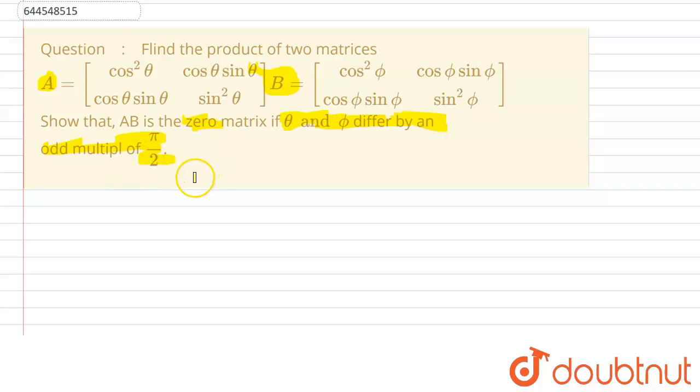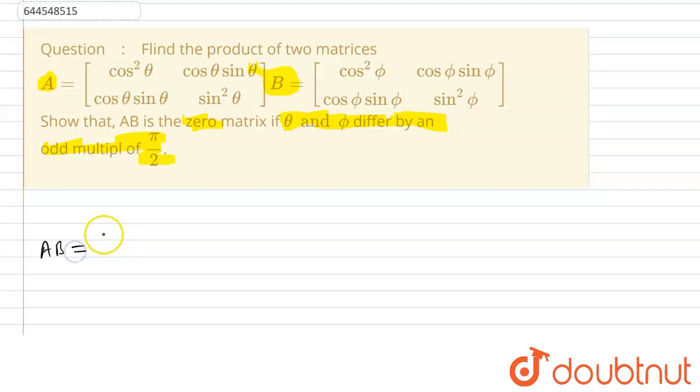So what is an odd multiple of pi by 2? An odd multiple of pi by 2 means pi by 2 multiplied by 2n plus 1, that is (2n plus 1) pi by 2. So it will always be an odd multiple of pi by 2. First of all, let's find AB.